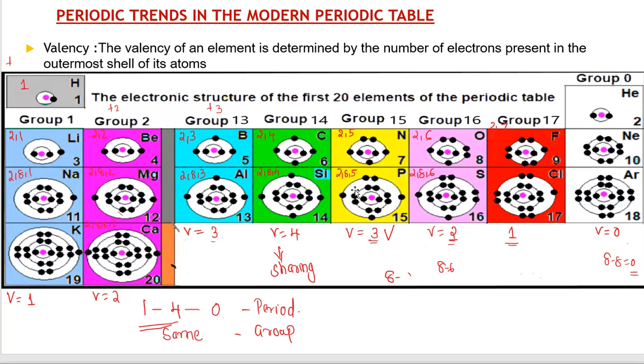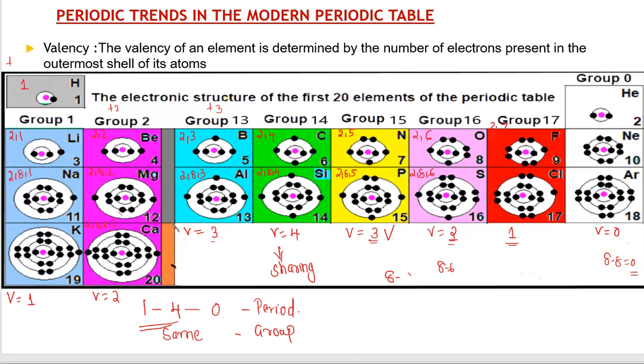So how can we say in a group, as we move from top to bottom, the number of electrons in the outermost shell remains the same. So valency remains the same in a group. Okay, and in a period, as we move from left to right, valency first increases from 1 to 4 and then decreases from 4 to 0. I hope it is clear to you.